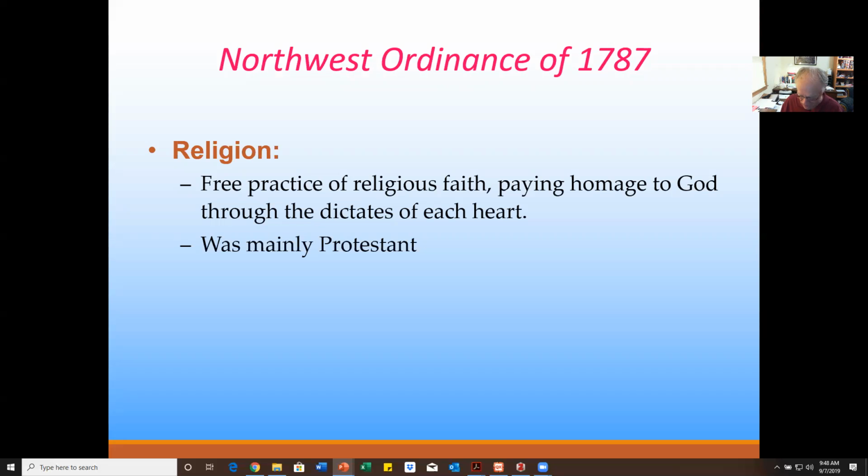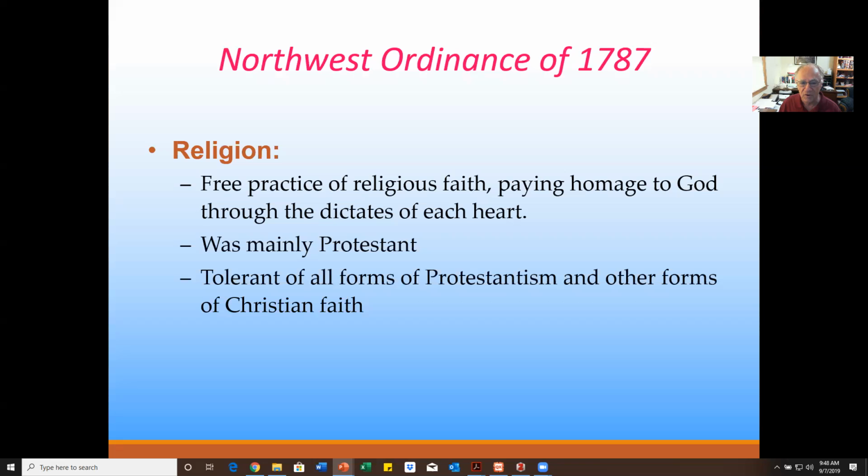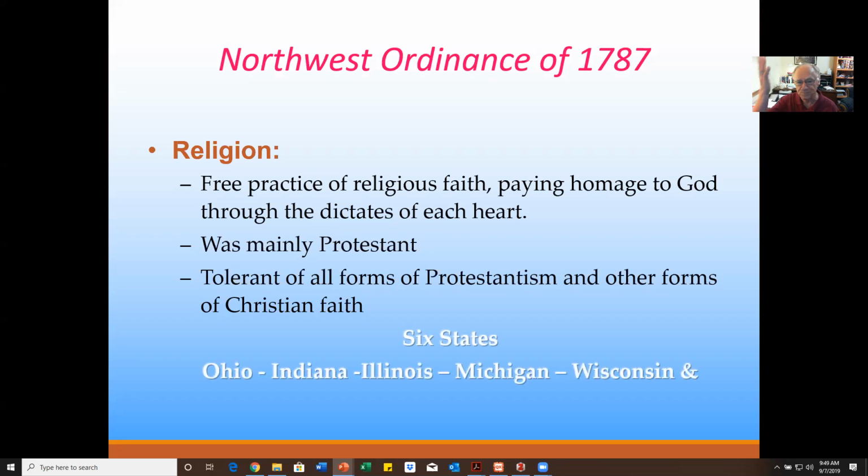But when they're talking about religion at the founding, it was mostly Protestant. It was the Protestants who primarily settled the United States. Yet they were tolerant of all forms of Protestantism, I can't say it, Protestantism, there you go, and other forms of Christian faith. They were not always tolerant of Roman Catholics. There's quite a bit of evidence in the late 1800s of outright discrimination against people, primarily because they were Catholic. So we've had issues with that sort of thing throughout our history.